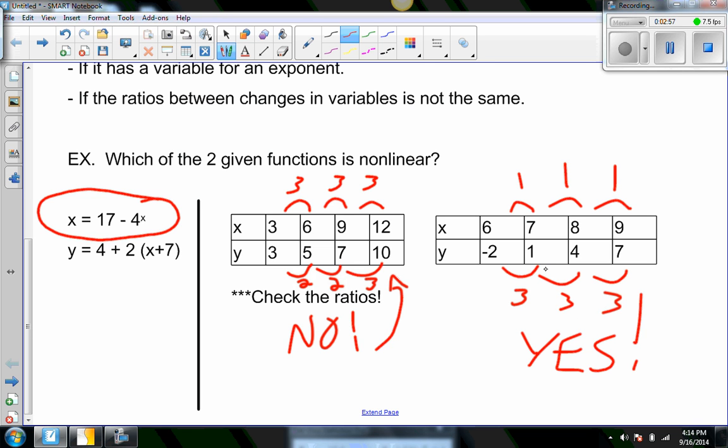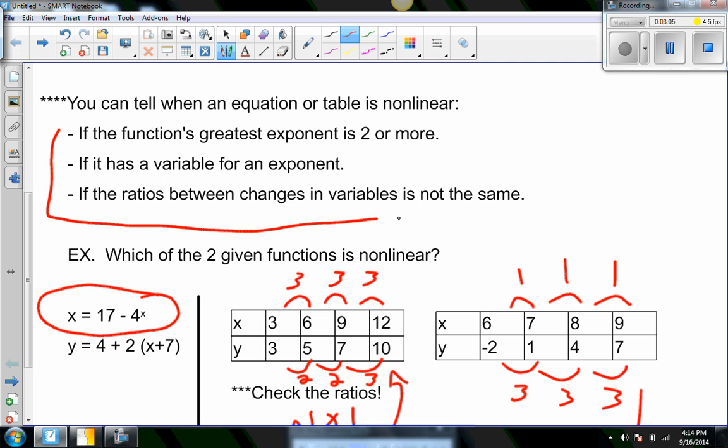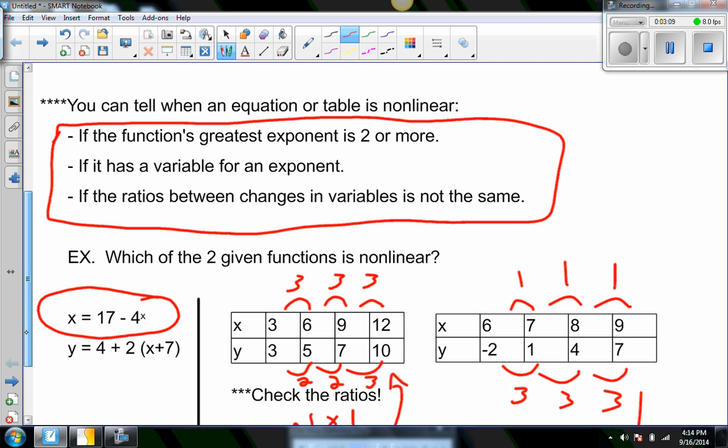This one is linear. So we're using some of the rules that we learned the last couple days and just adding in these new rules right here, ways to tell that it's going to be nonlinear automatically. Those three rules.